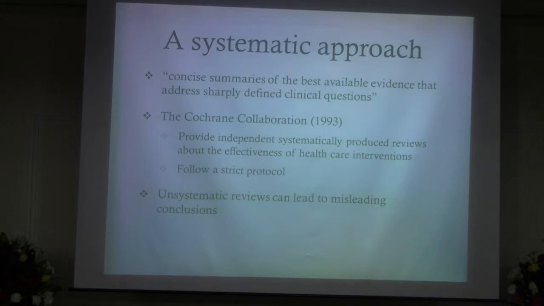So a systematic approach is a concise summary of the best available evidence that addresses sharply defined clinical questions. So the best available, not the correct one, or not the one that I feel is correct, but the best available, the very high evidence-based. The Cochrane Collaboration, formed in 1993, is doing that job. They're conducting reviews of literature for particular topics, and they're publishing them, and you can find them in the Cochrane Library.